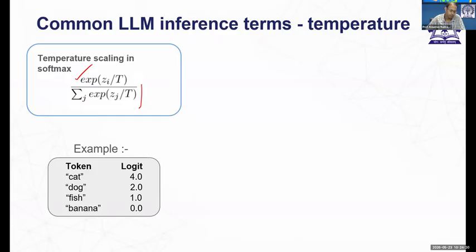Let's take a small example. Suppose we have these 4 tokens: cat, dog, fish, banana. What are the logit scores that we get for these 4 tokens? For cat, the score is 4.0, dog is 2.0, fish is 1.0, and banana is 0.0. These are the logit scores, not the probabilities. So we have to convert them to probabilities using the softmax technique.